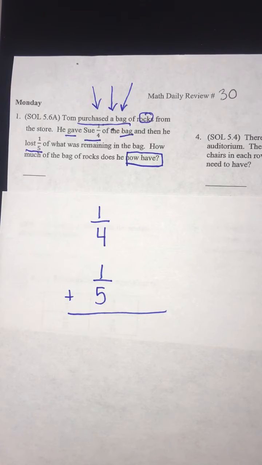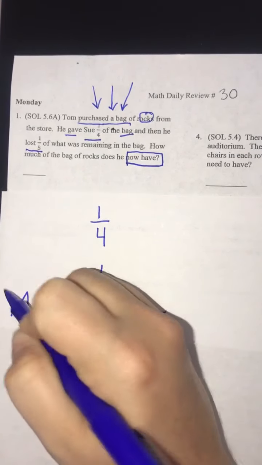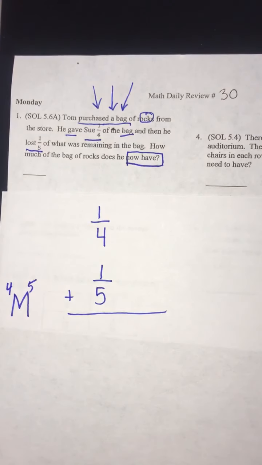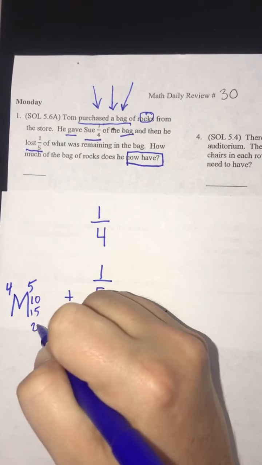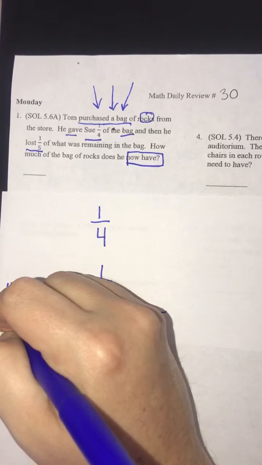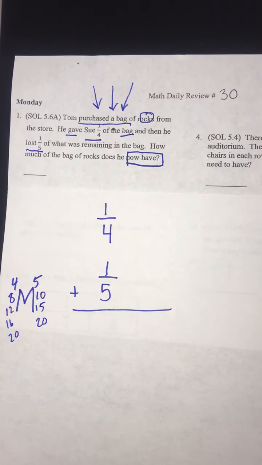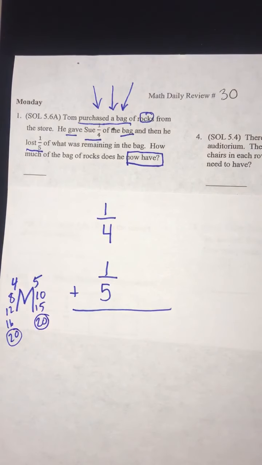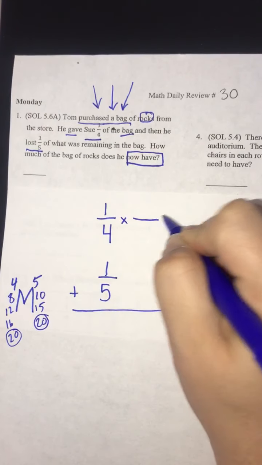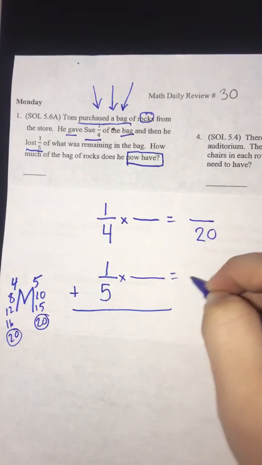So when we set up our two fractions like this, we need to find a common multiple between 4 and 5. Because our denominators are not the same, we can't add them the way that they are. So 5, 10, 15, 20, 4, 8, 12, 16, 20. If you look at common multiples, the least common multiple is 20 for us to find a common denominator. So 4 times what equals 20, and 5 times what equals 20.